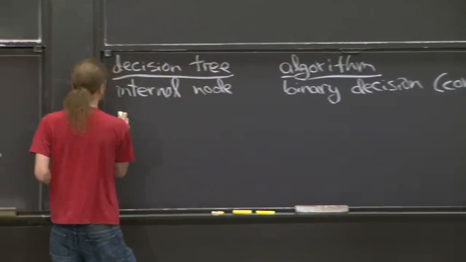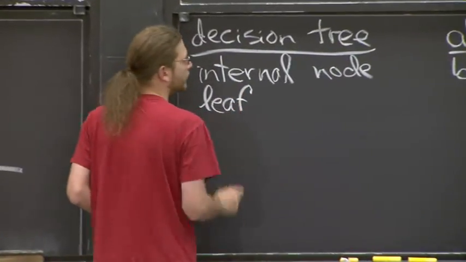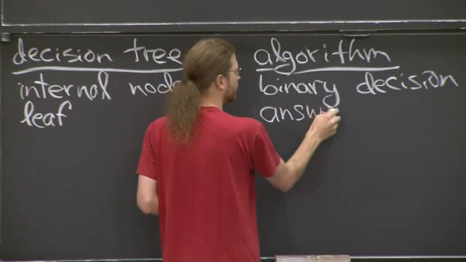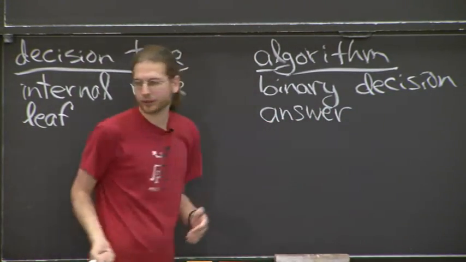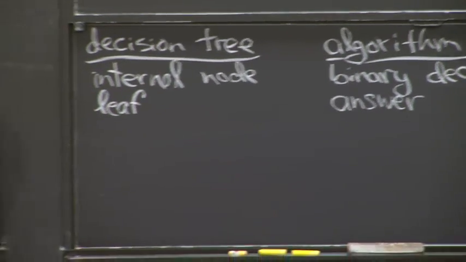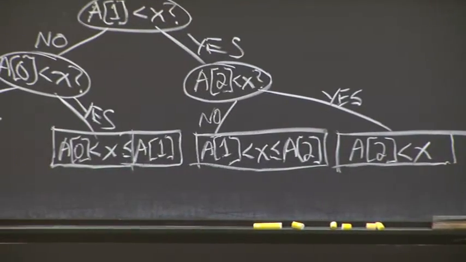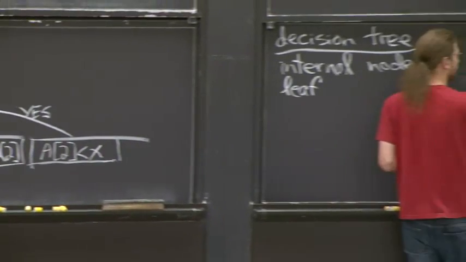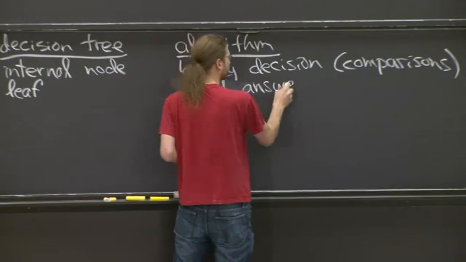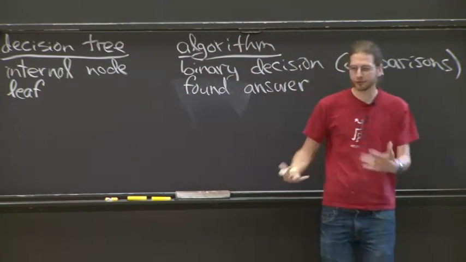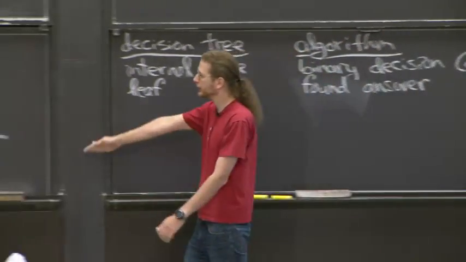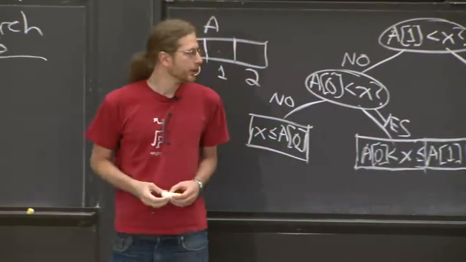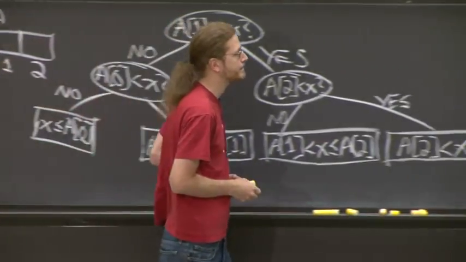Okay, and then a leaf in this tree corresponds to, it stores or it represents that you've found the answer. Maybe I'll say found. So when the algorithm terminates, it returns some answer to the problem. That's what we write down here. Here's where x is in this array. And yeah, we're done.